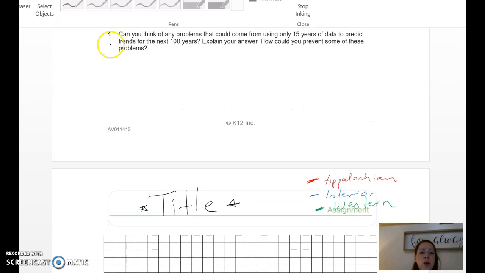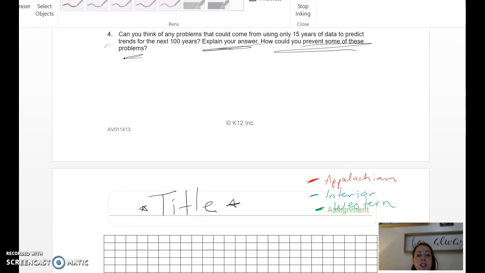And then lastly, question 4 is worth 3 points. Number 1, can you think of any problems that could come from only using 15 years of data to predict trends for the next 100 years? So we only looked at 15 years, and now we're trying to predict what's happening 100 years in the future. Is there a problem with that? That's question 1. Question 2, explain that. And question 3, how could you prevent some of these problems? So that is 3 points for number 4.